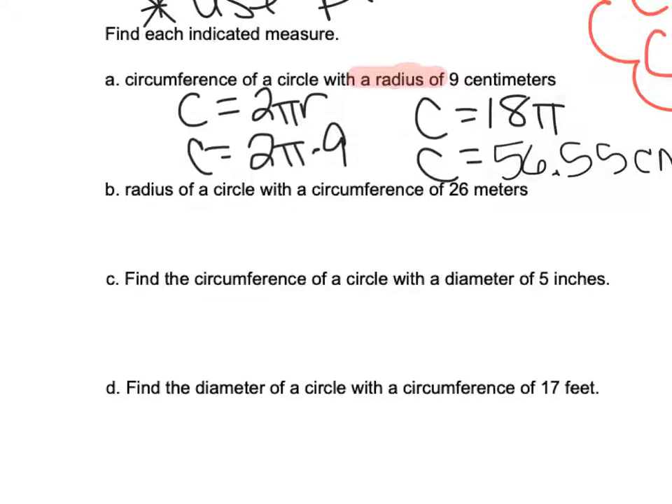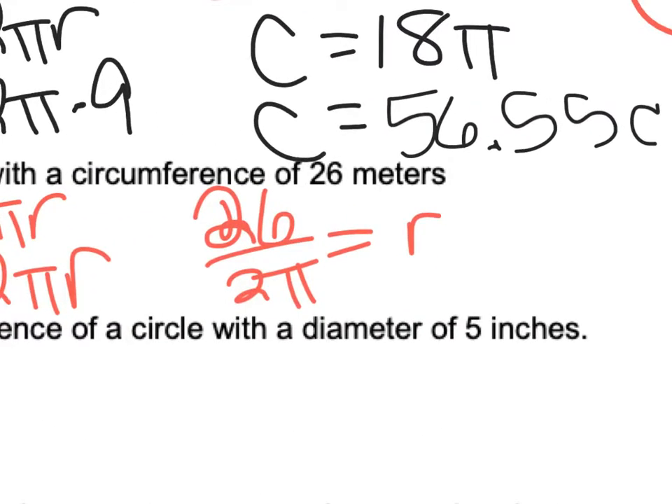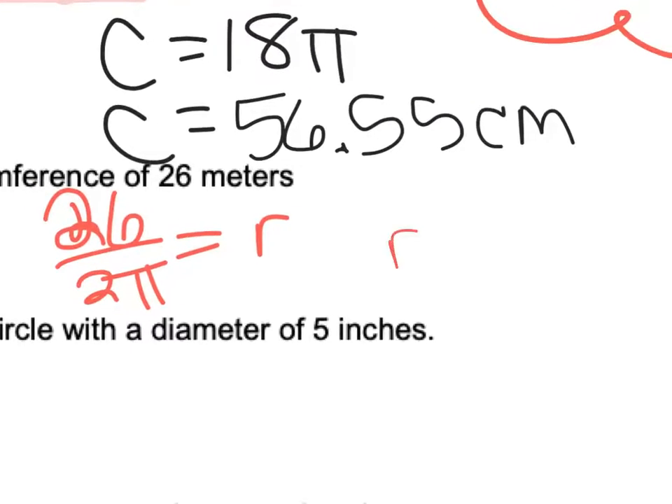So this time, I'm using radius because it says the radius of a circle, so I'm going to use that 2 pi r. And this time it tells me the circumference. So instead of the C for circumference, I'm going to put 26 equals 2 pi r. Well, to get r all by itself, because it's asking for the radius, I'm going to divide both sides by 2 pi. So I would have 26 over 2 pi equals my radius. Okay, so if I put 26 divided by 2 pi into my calculator, my radius is 4.14 meters.